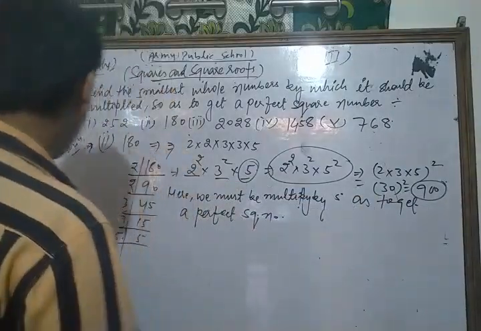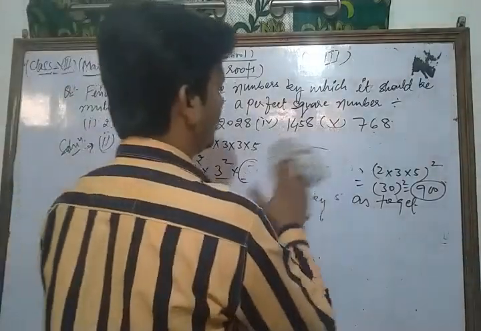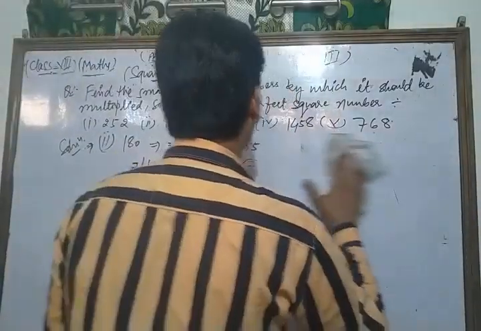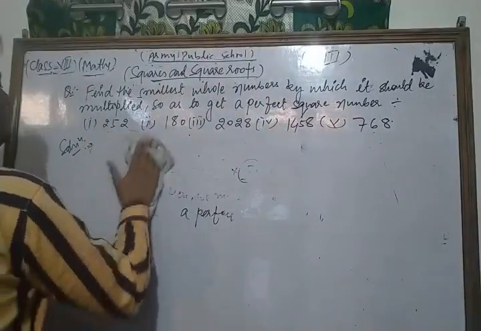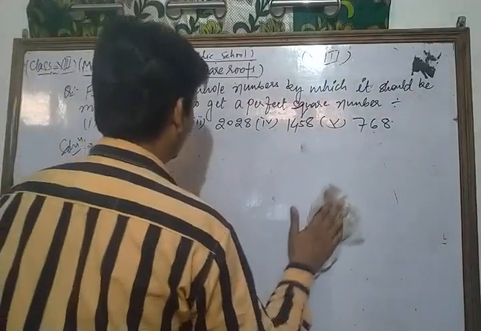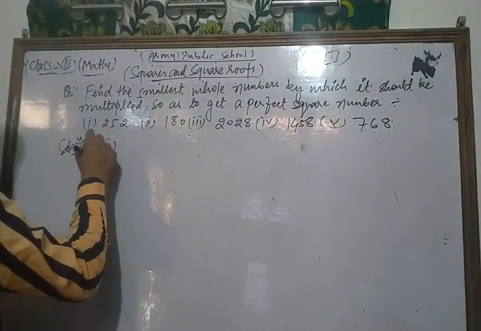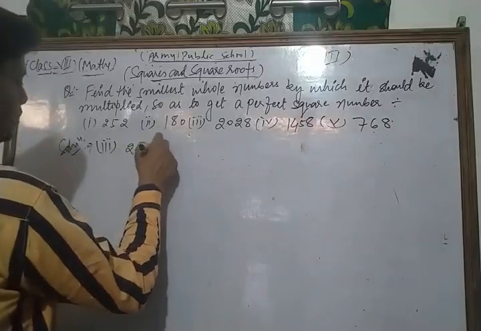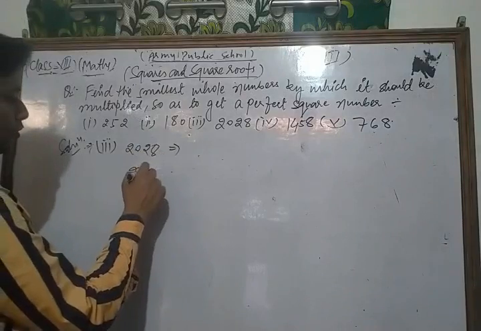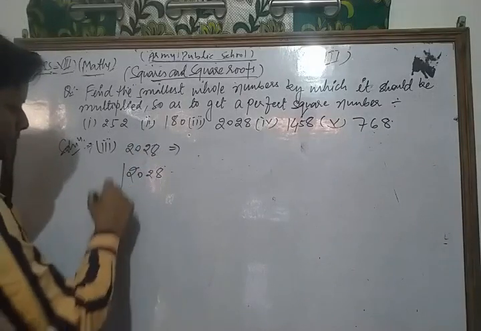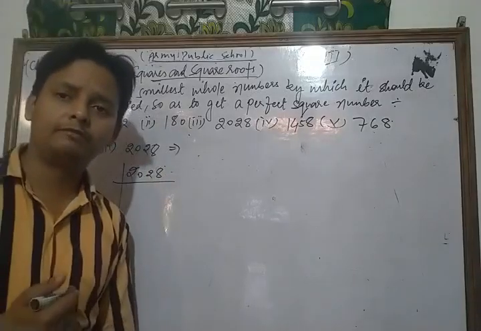Now we take and solve the next part of this question. Let's see, dear friends. Now we take and solve the third part of this question, which is what? 2028. Similarly, first of all we do their prime factorization. Let's see, 2028. We do their what? We do their prime factorization.